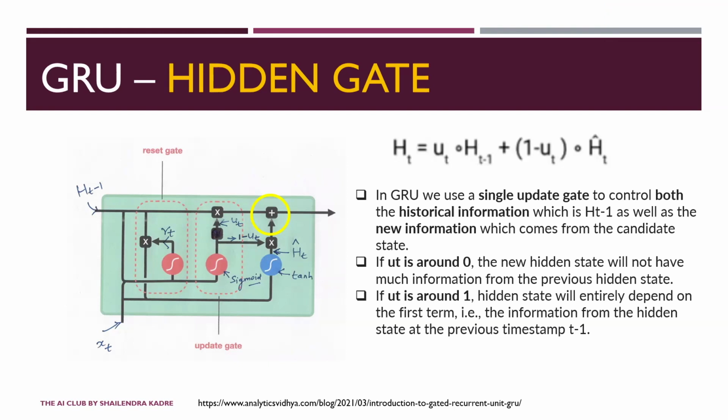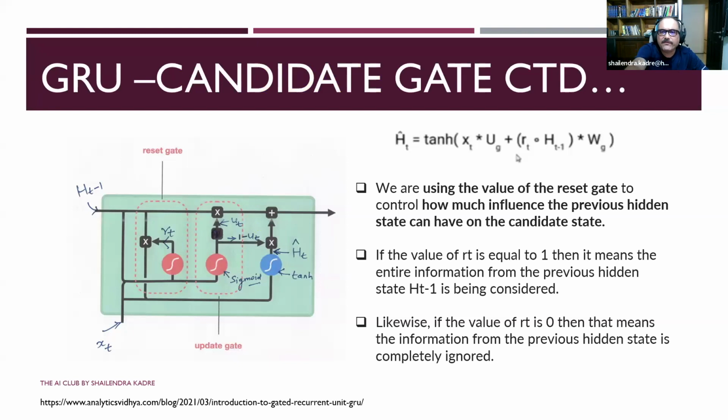Yeah, it is understood. Very simple. So this is your single update gate for both historical information as well as new information. New information is coming via HT cap. HT cap is giving your time step input combined with the previous state input, which is HT minus 1. How much do we have to take? So HT is nothing but your new update, right?